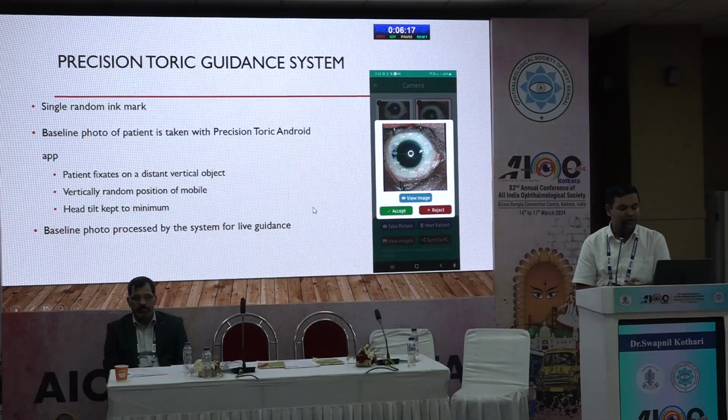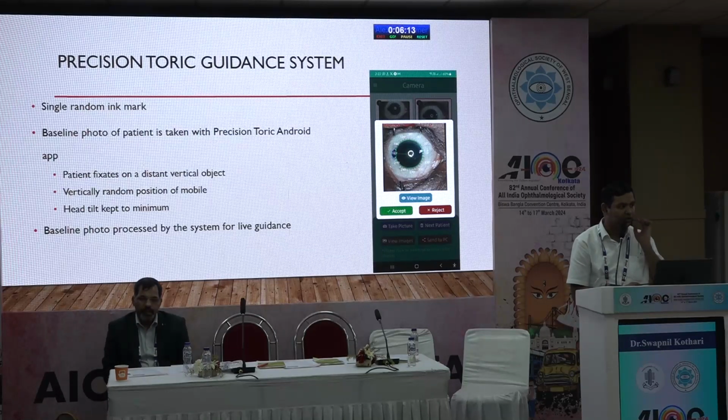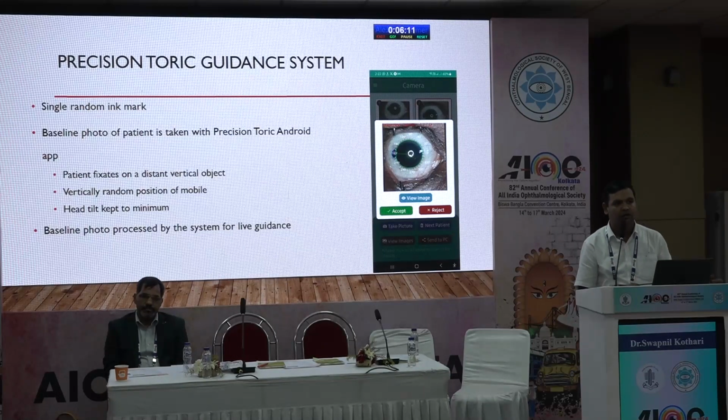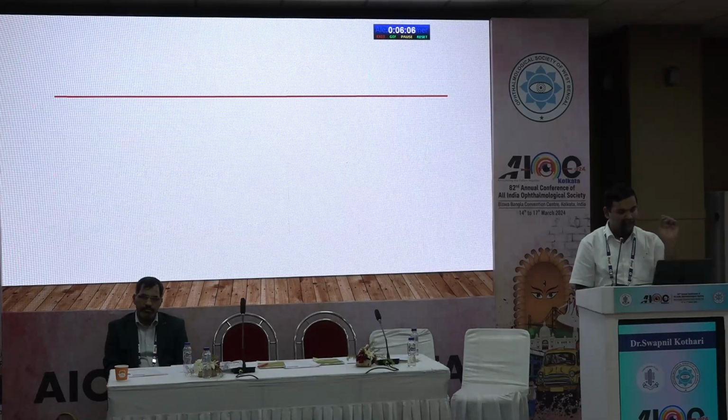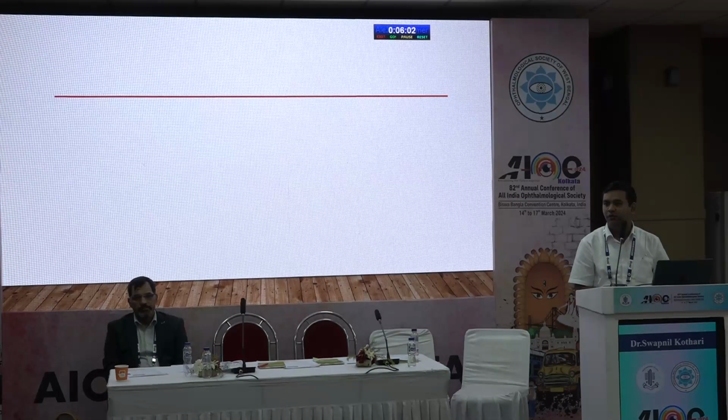So again, the basic working of the system is the same. In this Precision Toric Guidance System, you just do one mark, while in the app you can do multiple marks. A baseline photo is taken and this photo is used by the system for guidance. Video has not come.